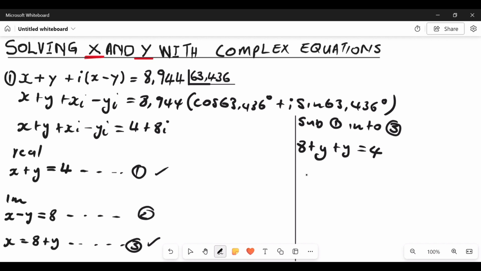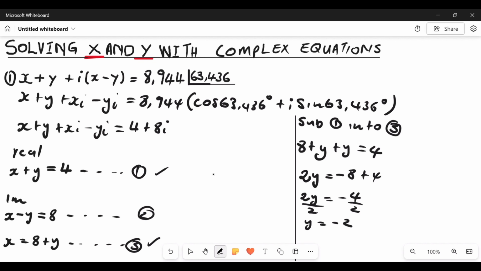So y plus y, this is going to give us 2y. And then if we transpose this 8 to the other side, it's going to be negative 8 plus 4. Now, if we continue here, this is going to be 2y equals negative 4. And then we divide by 2 throughout here. Divide by 2. We know that y is equal to negative 2.